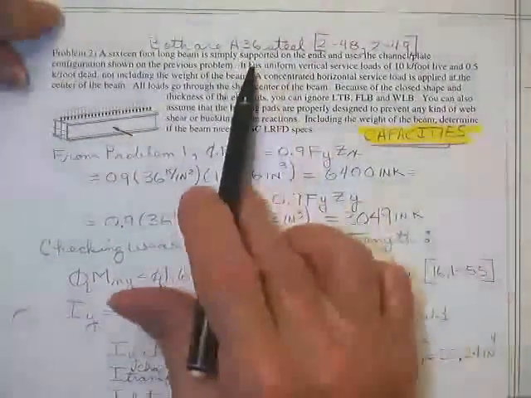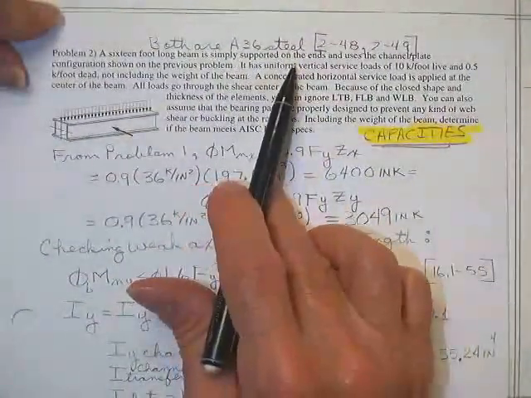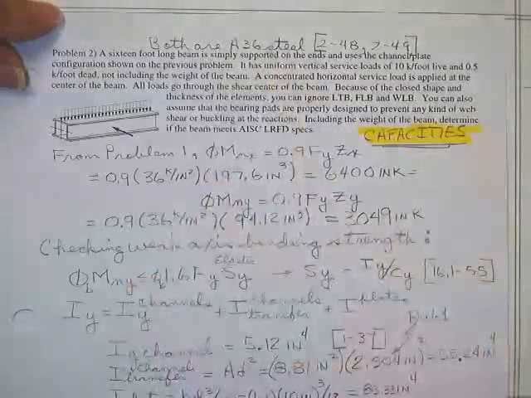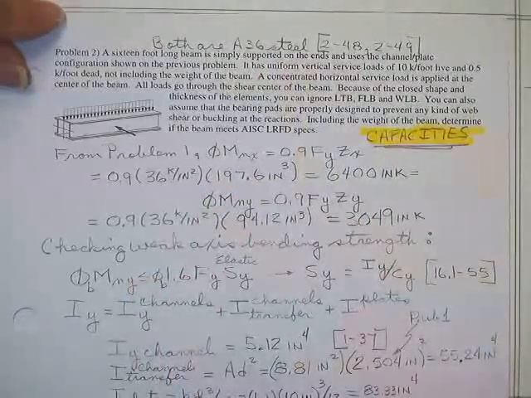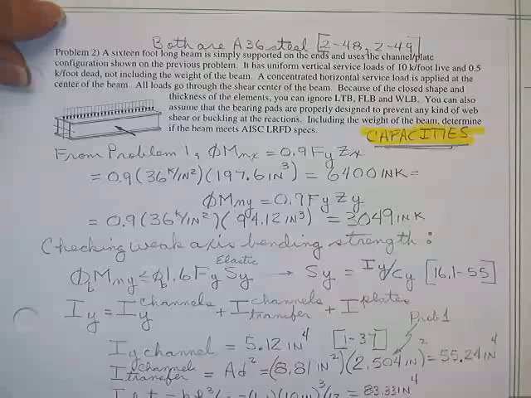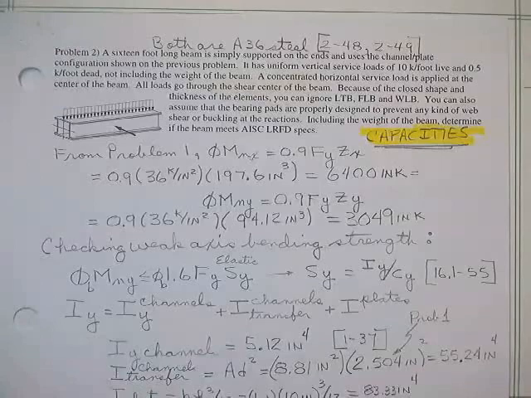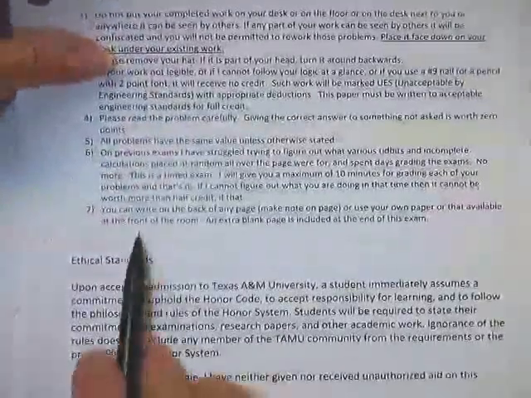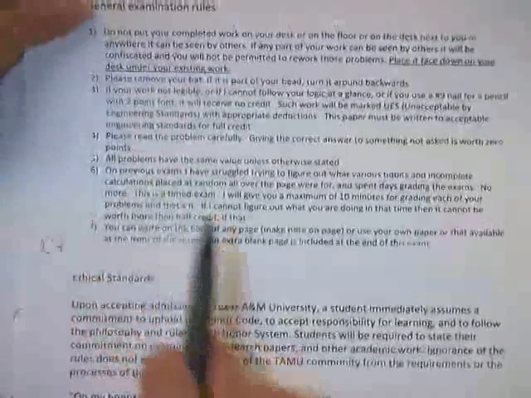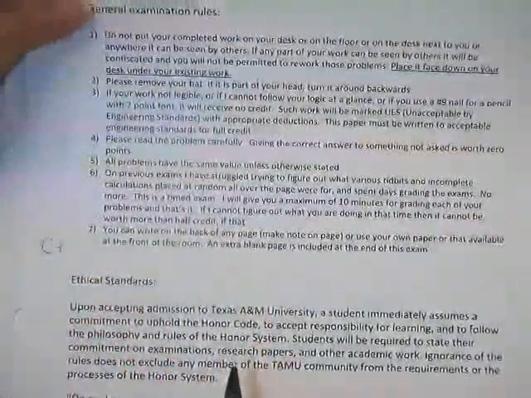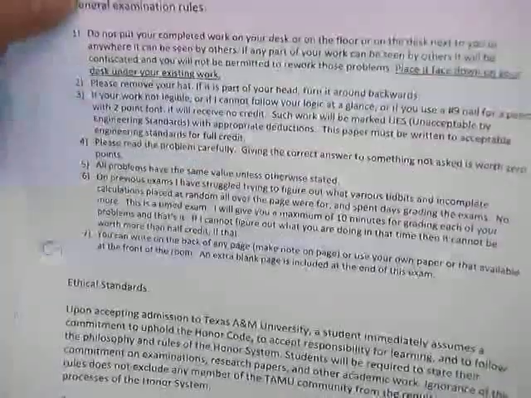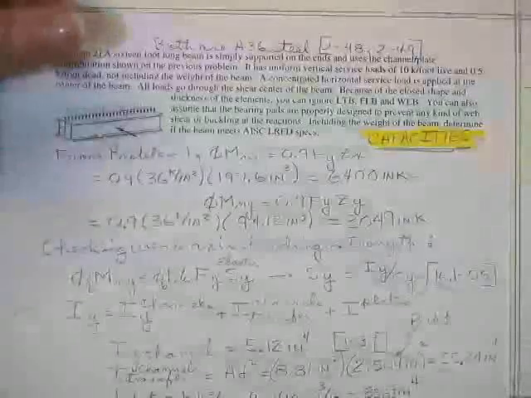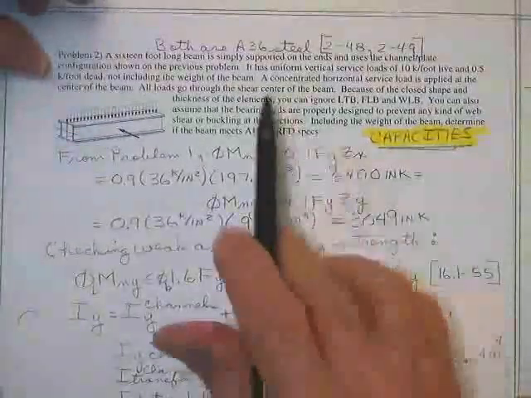Problem two. These are both A36 steel, because those of you that used 50 KSI steel, they can be bought in 50 KSI steel, but that's not what I wanted. And it said on the quiz, I don't know where it says on the quiz. But anyway, you're supposed to use the right kind of steel no matter what. I thought by now I didn't have to put that on there.